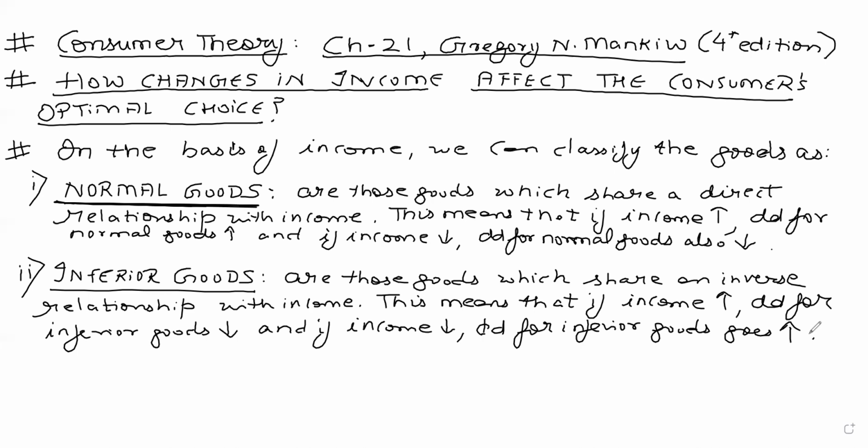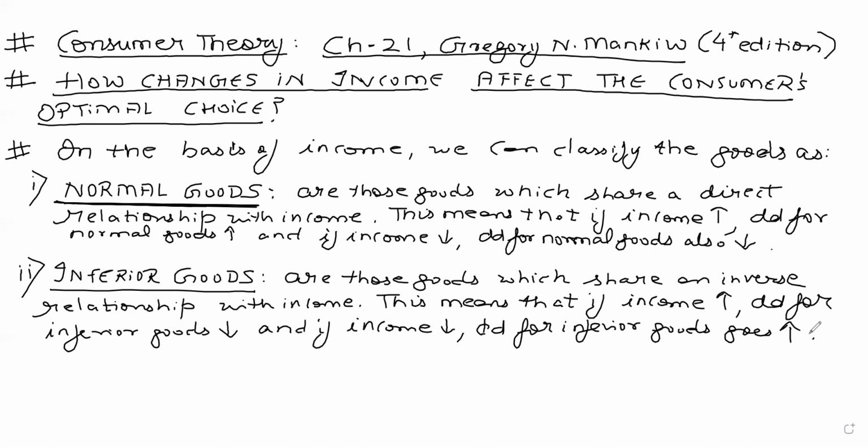Okay, for a very simple example, if you ask a middle class consumer, for that consumer a Honda City car would be a normal good. But if you ask a very rich businessman, for that particular person the Honda City car would be an inferior good. So we can't universally say which good is normal and which good is inferior. It varies from consumer to consumer.